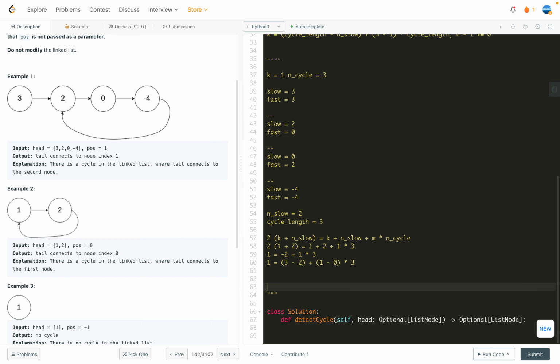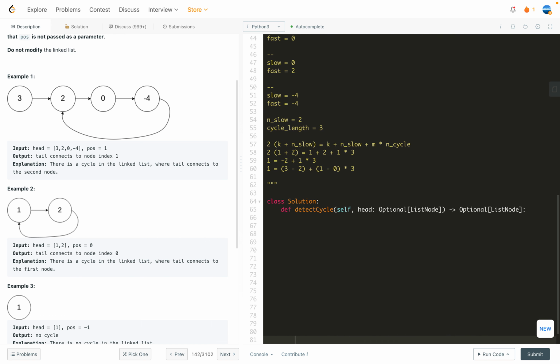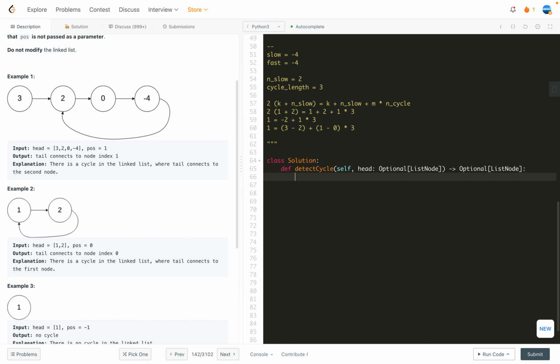So now let's look at the coding part. The coding actually is rather straightforward. In order to make this more clear, I'm going to write like this: slow points to head, fast also points to head, and ref points to head. We can write slow equals fast equals ref equals head, but it's not very clear from the pedagogical point of view. So we'll do slow, fast, and ref.